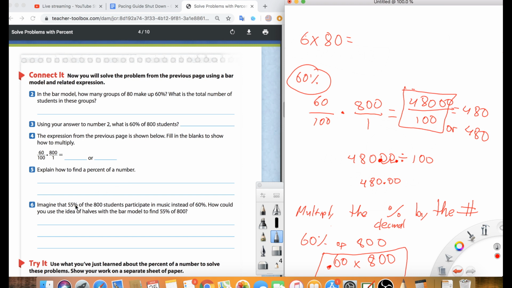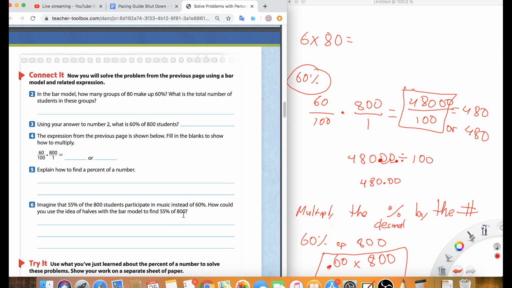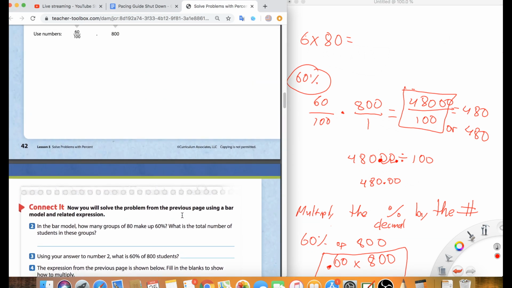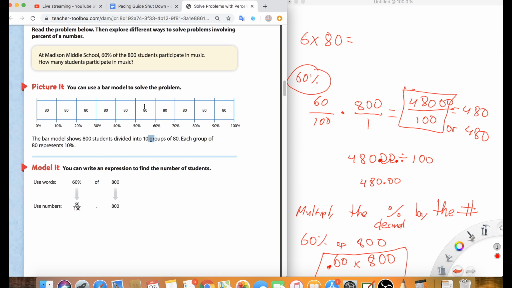Number 6 says, imagine that 55% of the 800 students participate in music instead of 60%. How could you use the idea of halves with the bar model to find 55% of 800? Now, this is why I don't like the way the book explains it. It says 55% is right here in between. So if you're putting this in half, what's half of 80? It's 40, right? So you would have to add 80 plus 80 plus 80 plus 80 plus 80 plus this 40. It takes a lot of work.